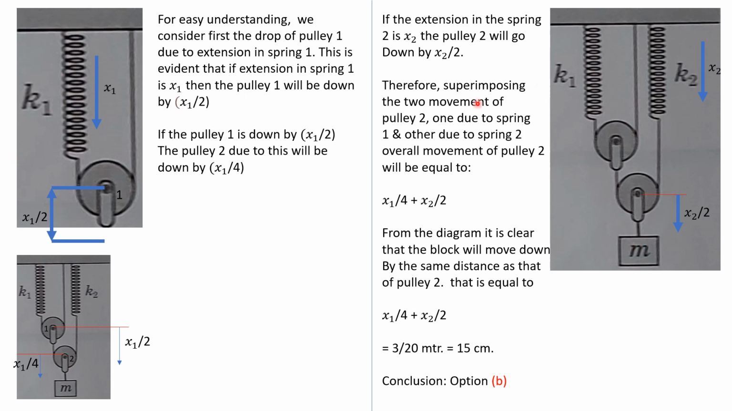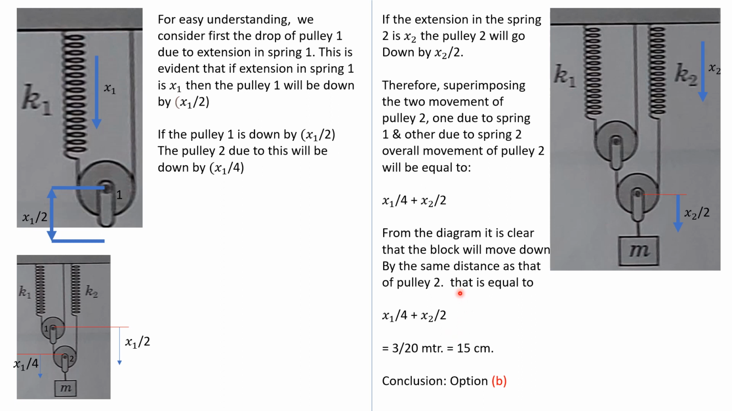Now we superimpose these two motions. Movement of pulley 2, one due to spring 1 and other due to spring 2. So overall movement of pulley 2 will be x1 by 4 plus x2 by 2. And from the diagram it is clear that the displacement of the pulley will be same as that of the mass, because the mass is attached directly to the axle of the pulley. So overall drop in this block will be x1 by 4 plus x2 by 2.